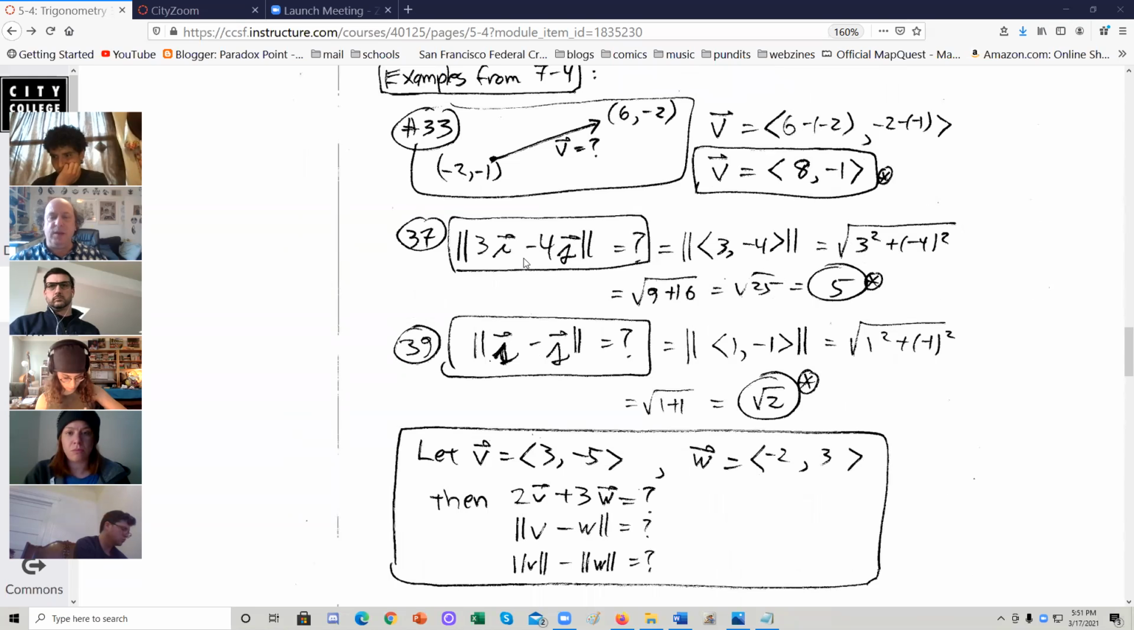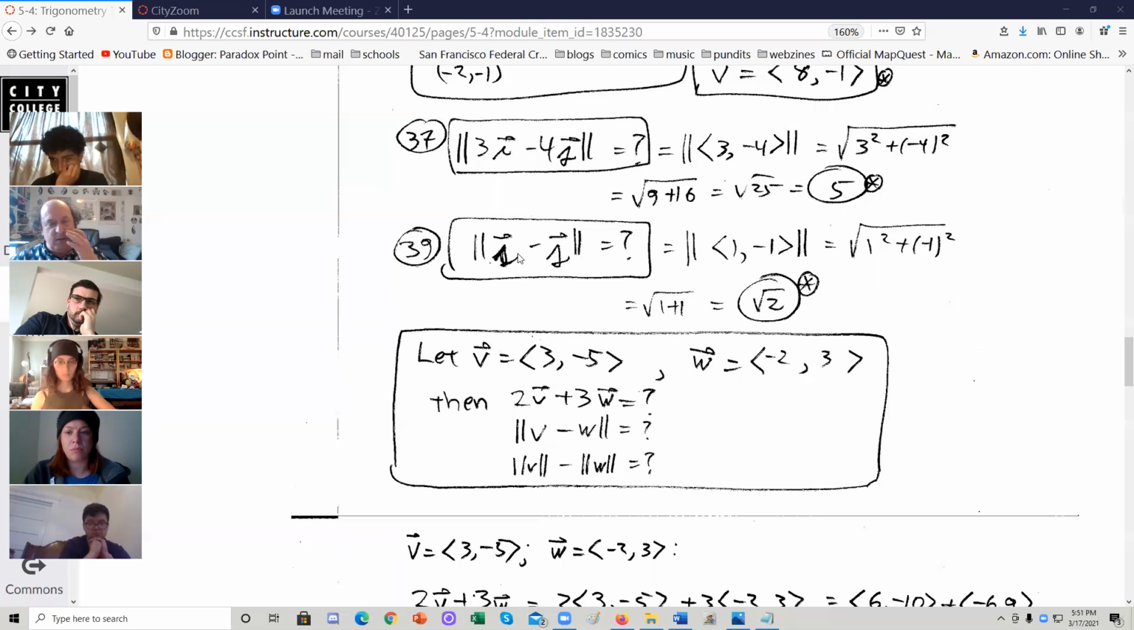What is the length of the vector 3i minus 4j? Well, 3i minus 4j is the vector 3 by negative 4. Its length is the square root of the sum of squares. Root of 3 squared plus negative 4 squared. That's root 9 plus 16, which is root 25, which is 5, the 3, 4, 5 triangle.